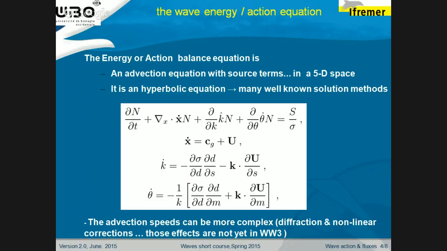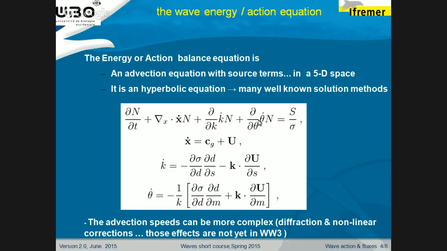So N here is the action spectrum, so the energy spectrum divided by sigma. And it is an advection equation. Okay, so you have a rate of change locally, the spatial advection. You also have this funny advection in K, in the wave number, so the wave number changes. And the direction also changes, waves turn due to refraction. Okay, so we have advection in 2 dimensions horizontally, 1 K and 1 theta.